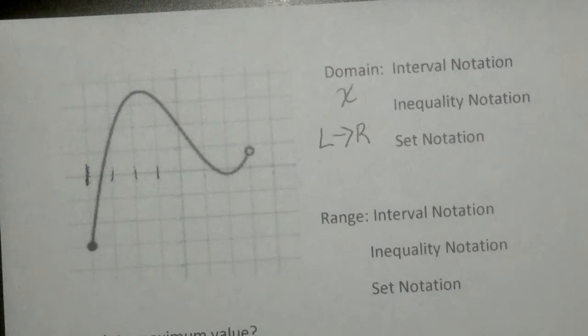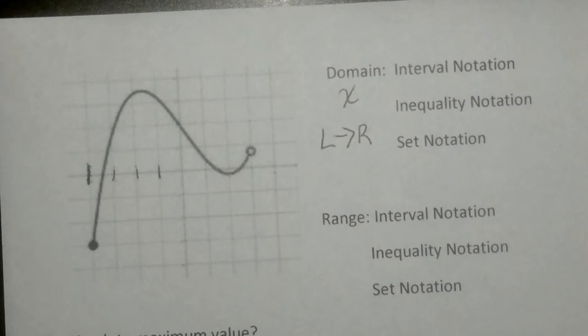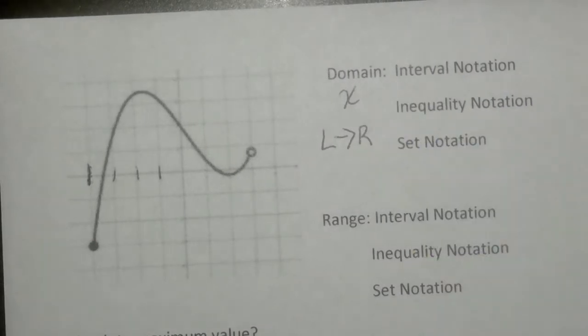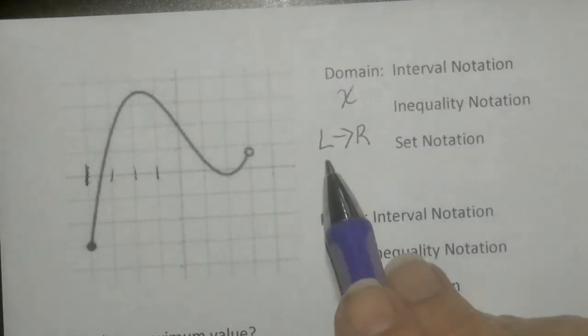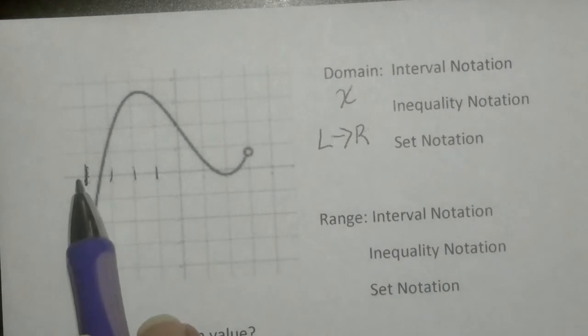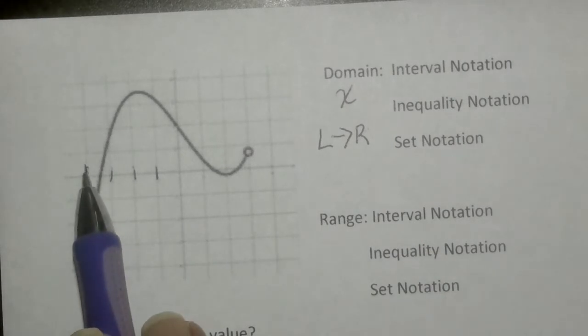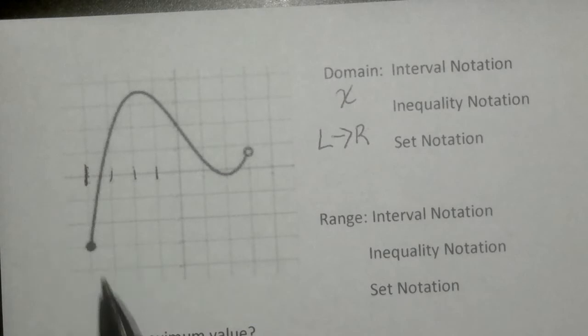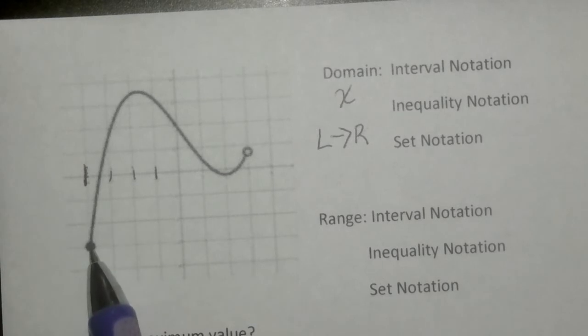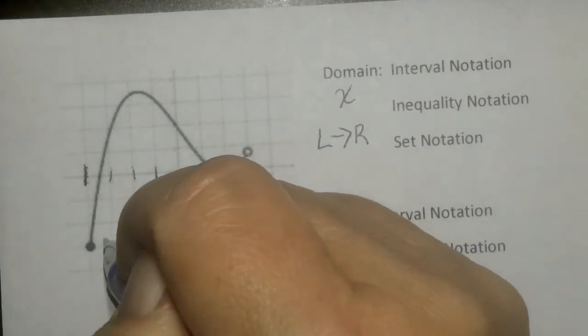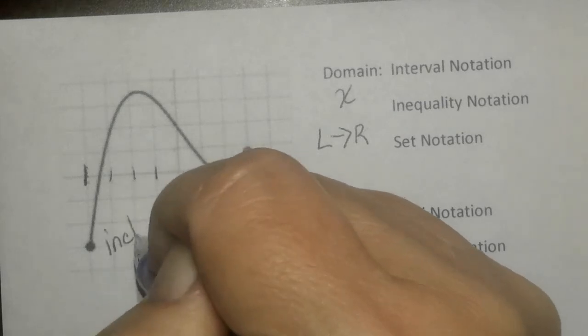Alright, so we're going to be analyzing key features of a graph. We're going to start with domain, which is all of our x values. We want to go from left to right. So here on our graph, we have an x value of -4. But notice this is a colored in circle. That means that this point is included in the graph.